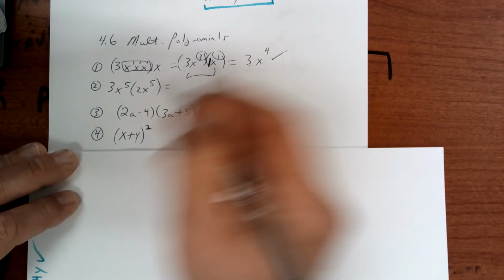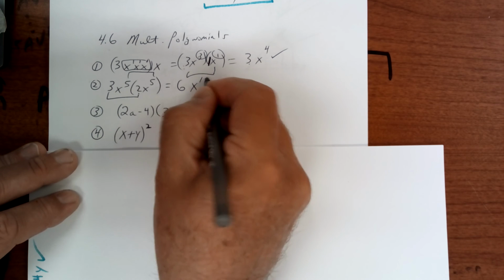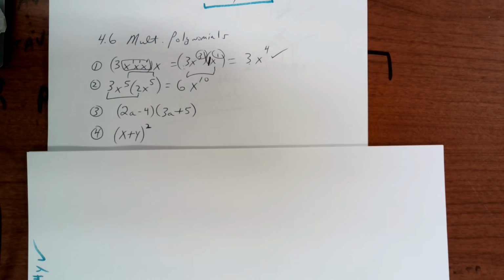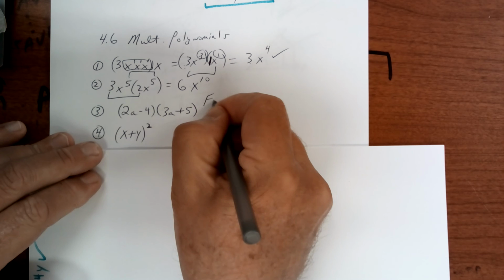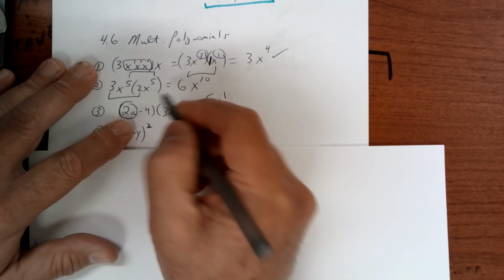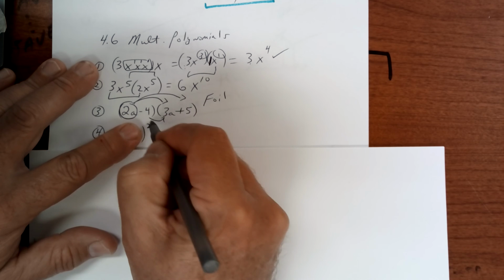This one is 3 times 2 is 6, and then you got to add that up and get x to the 10th power. This one is FOIL. Now, FOIL is just a way to teach you, but all you do is you take this one to both of these, and when you're done, you take this one to both of these, and that's FOIL.